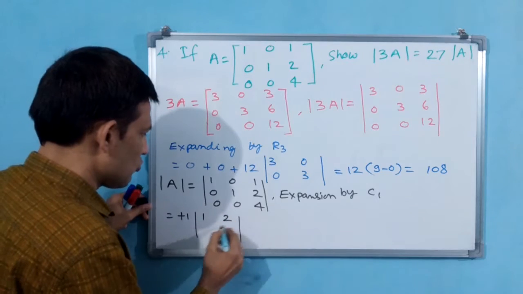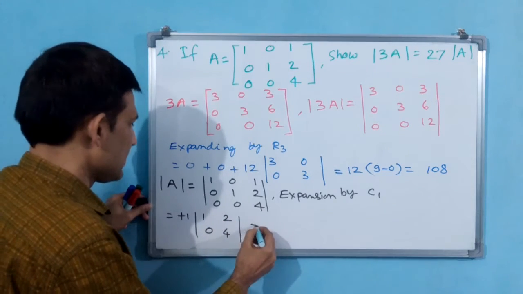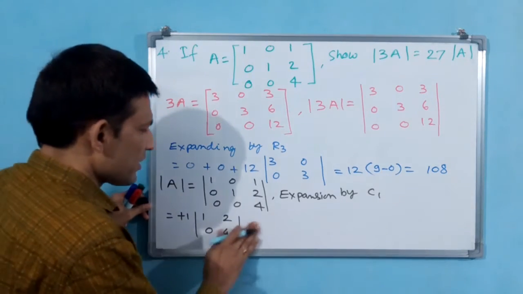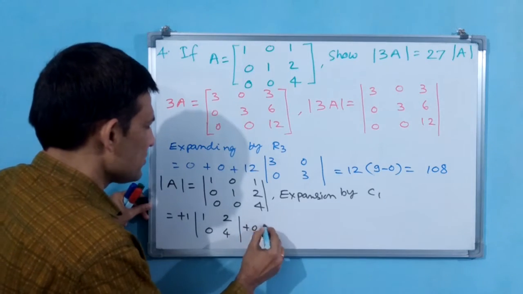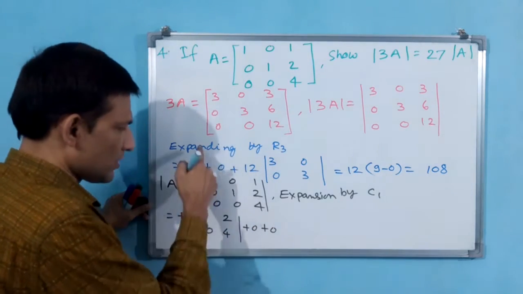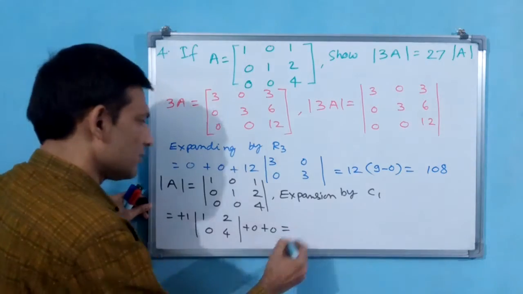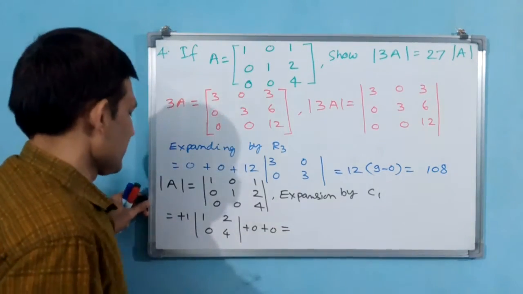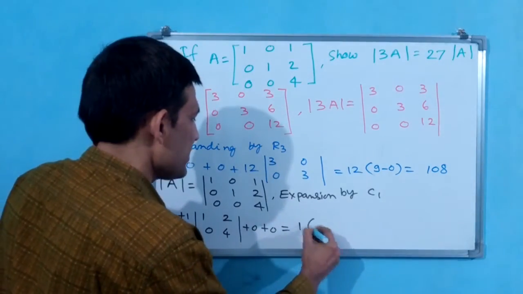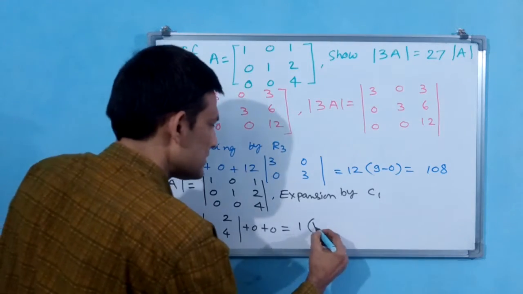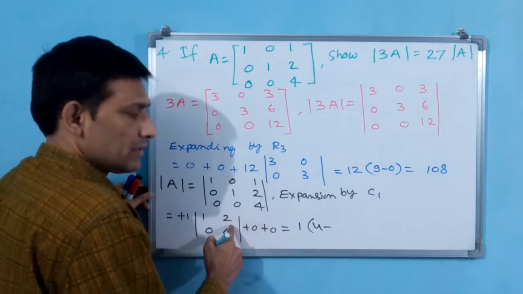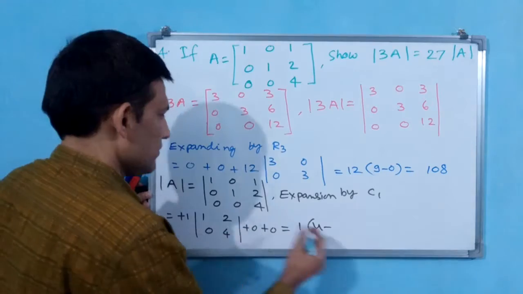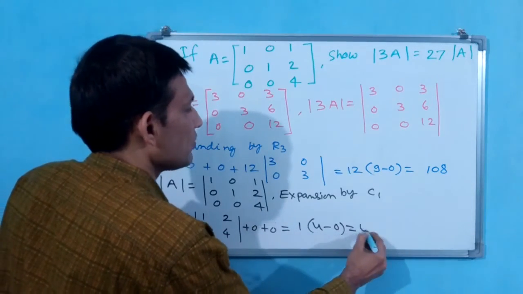1, 2, 0, 4, you have to write. That is equal to, the remaining also you have to write like this, plus 0 plus 0. Why? Because these two are in the 0 column. Okay, now you, 1 into, you see, 4 minus 0. That is equal to 4.